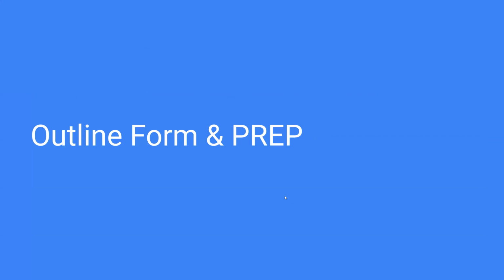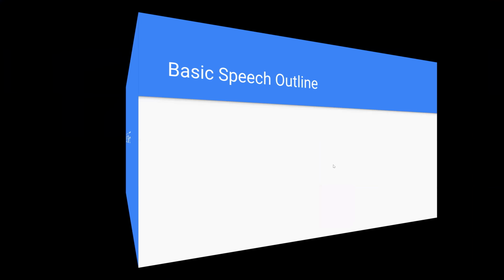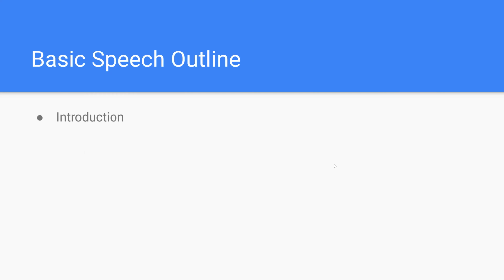So, the outline format and the PREP method. As we saw, a basic speech outline includes an introduction, usually with some kind of thesis statement, a body with points and examples, and a conclusion with, generally speaking, a call to action, some way for your audience to absorb the information and react to it.